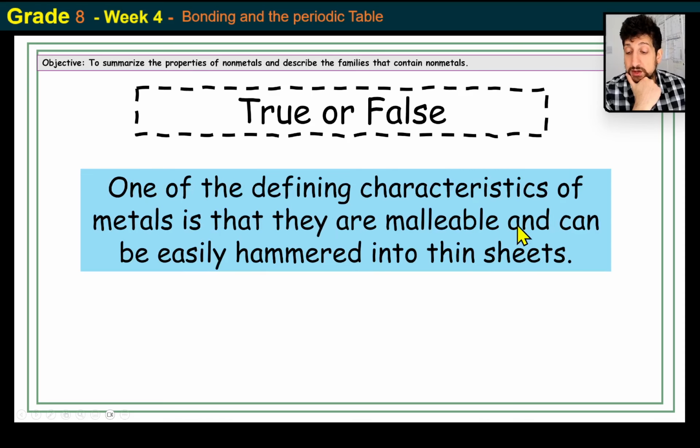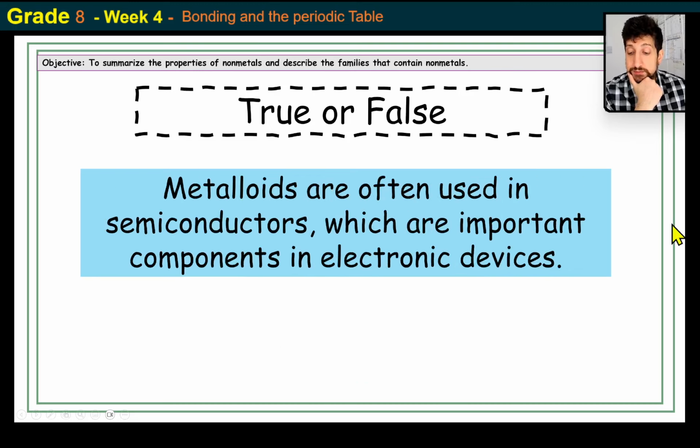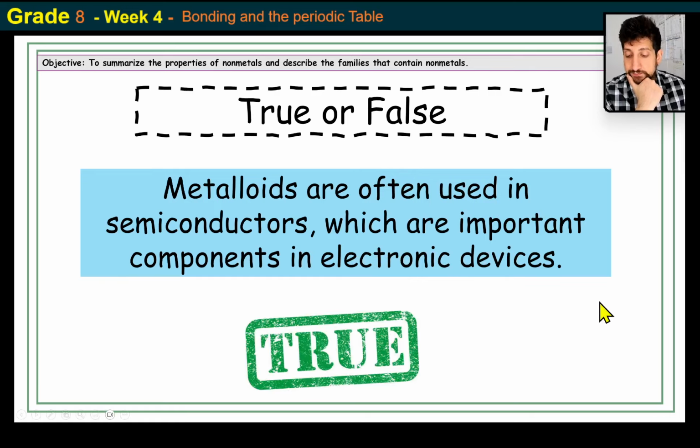One of the defining characteristics of metals is that they are malleable and can be easily hammered into thin sheets. Yes, they are. Metalloids are often used in semiconductors, which are important components in electronic devices. Yes, of course they are.